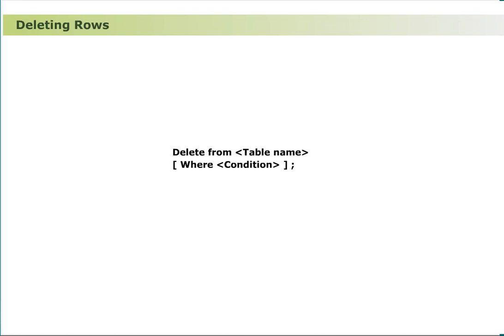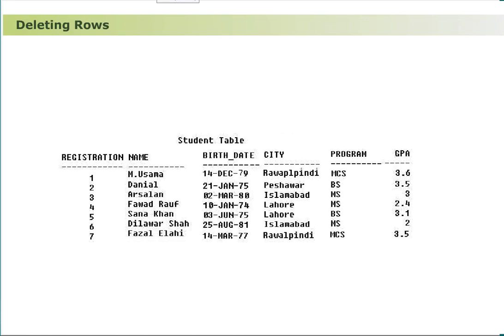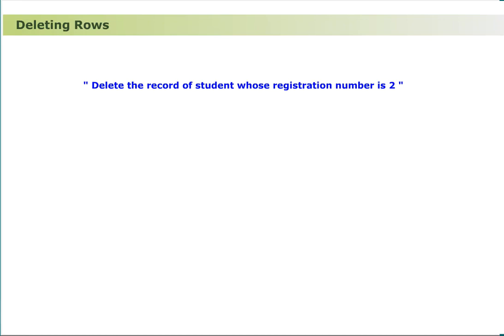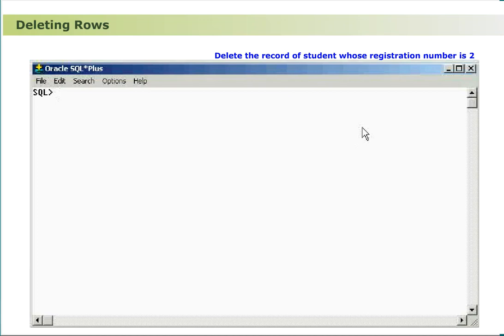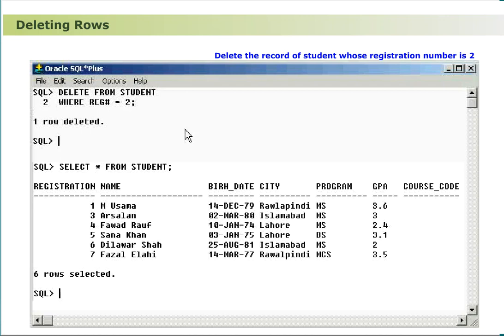Dear learners, consider the table student. Let us discuss some queries that delete rows. Student whose registration number is 2. Command applied. The output of this command is. Dear learners, multiple rows may be deleted as shown.